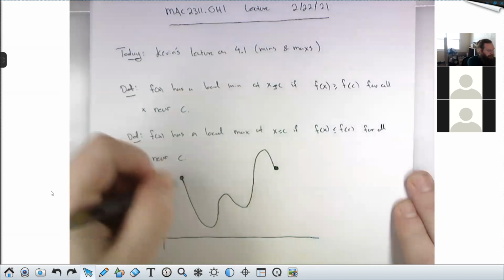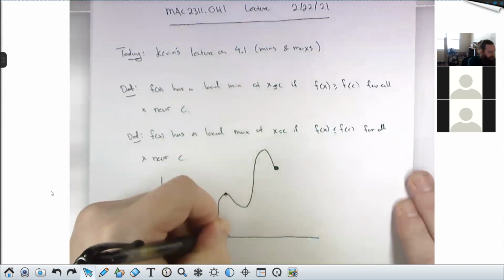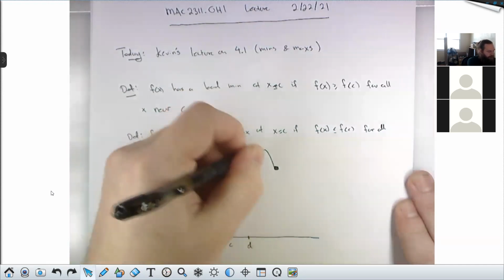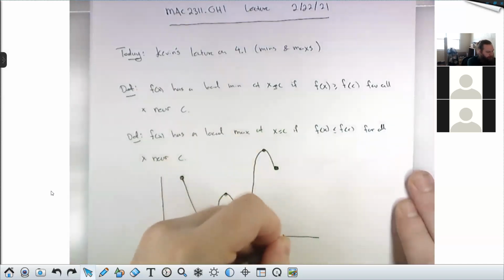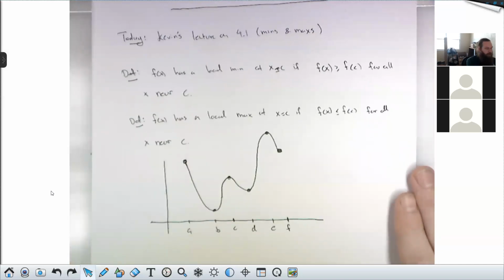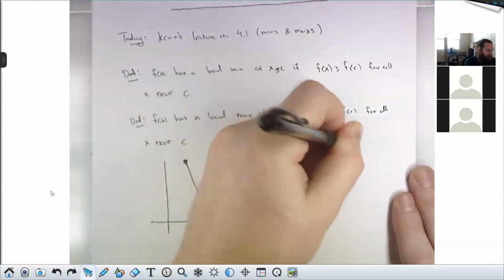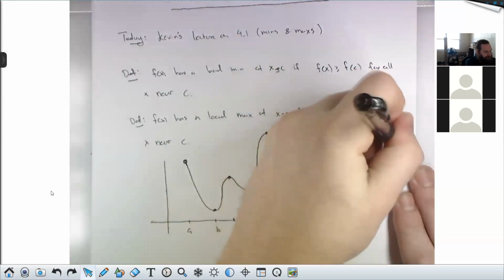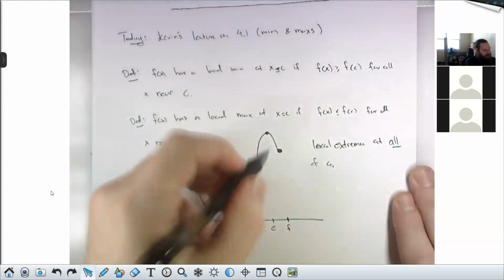Okay. I'll call this first x value here A. I'll call this x value here B. Call this x value here C. Call this x value here D. Call this one up here E. And I'll call this last one over here F. There are local extrema at all of these: A, B, C, D, E, and F.